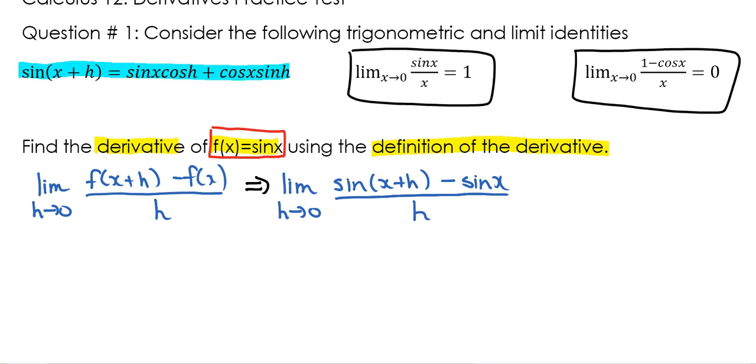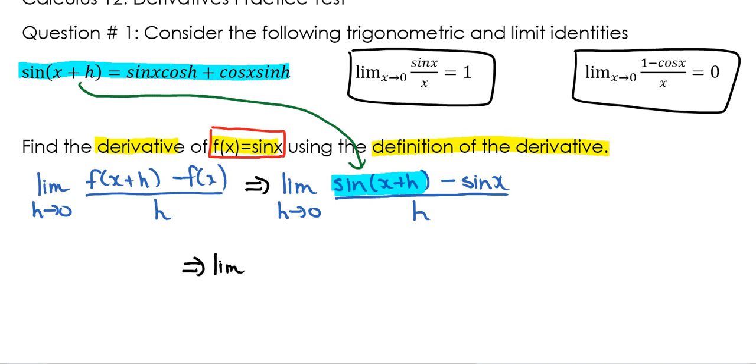Now, in order for you to continue this problem, you need to use the identities that were given to you at the start of this problem. So right here, I'm going to highlight this part. This is sine of x plus h. Hopefully you can see that that matches this identity right here. So what you want to do next is use a substitution step again. So let's go ahead and substitute this identity here.